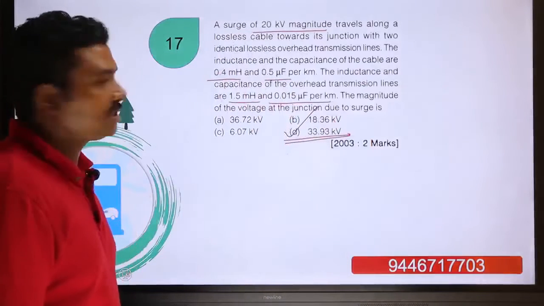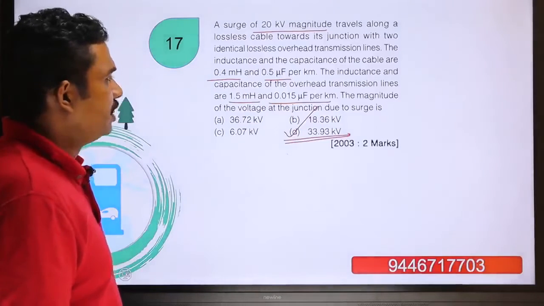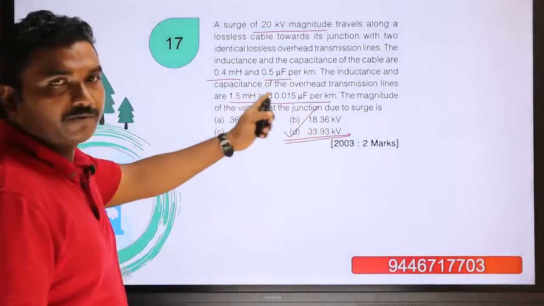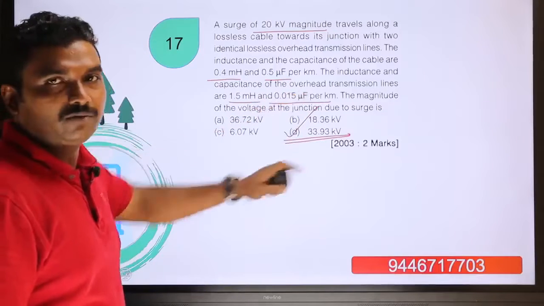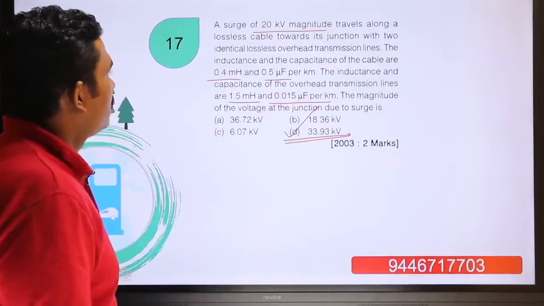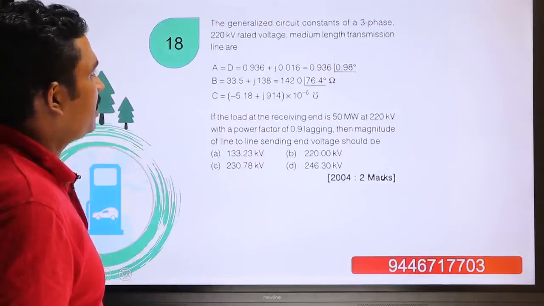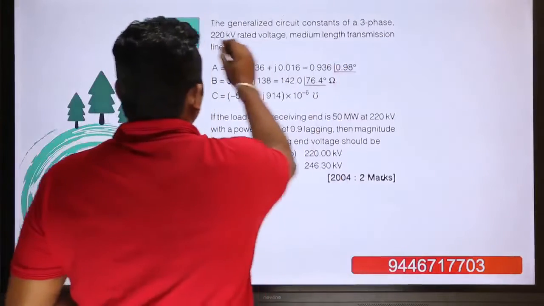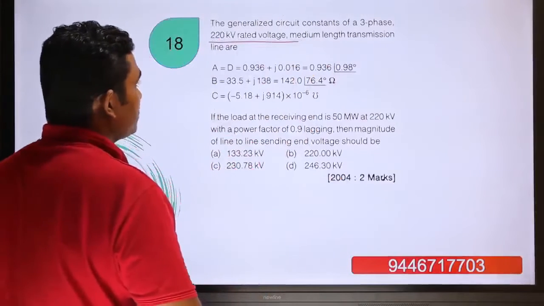So these are good questions. A question of this form can come for your exam also. Sometimes they will give another value of Z2. So you will have to find out the surge impedance of line 1, which is Z1, and line 2, which is Z2, and then Z1 will not be equal to Z2. So this is question number 17. Now moving into question number 18. The generalized circuit constants of a three-phase 220 kV rated voltage medium length transmission line are.